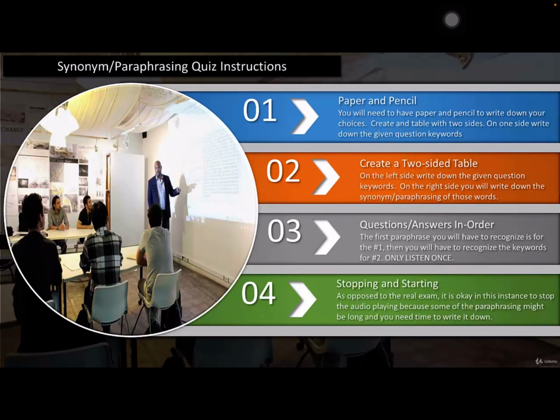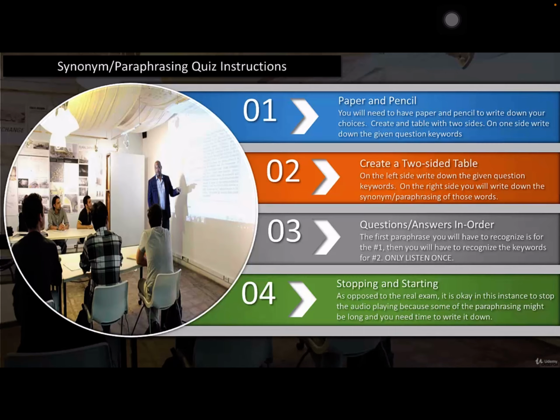So in terms of the quiz instructions, you're going to need paper and pencil, because you're going to have to write down the synonym or paraphrase that you hear. Now, I want you to create a two-sided table on your piece of paper. On the left side, you can put the question keywords, and on the right side, you're going to write down the paraphrase or synonym that you hear of those question keywords.